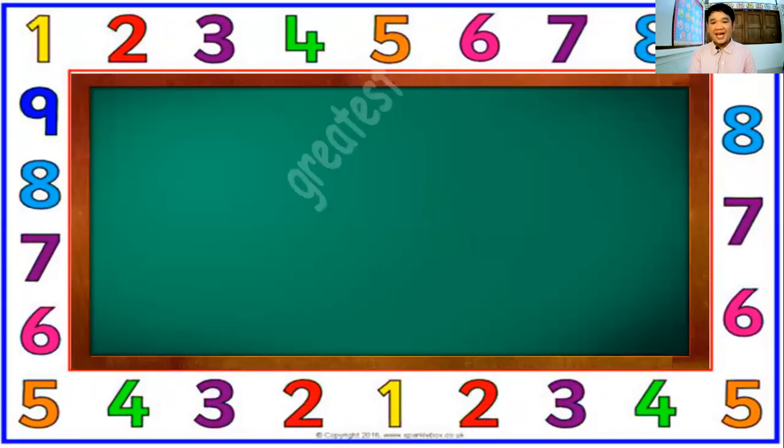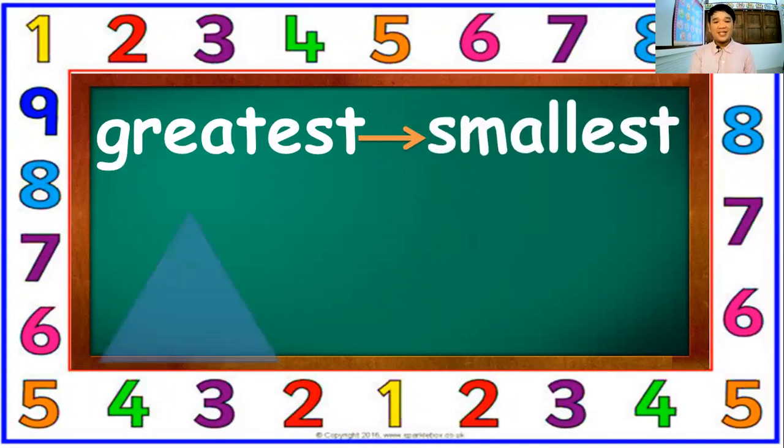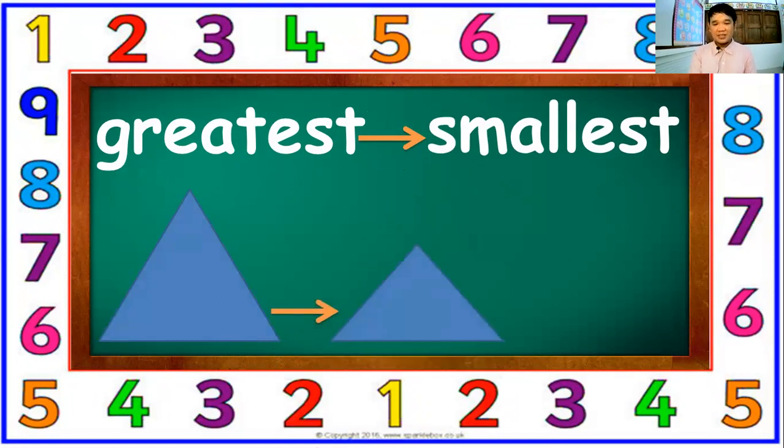Now, this time, let's talk about greatest to smallest. Say, for example, we have the big triangle. And next is the smallest triangle. So this is an example of how to order the objects or numbers from greatest to smallest.